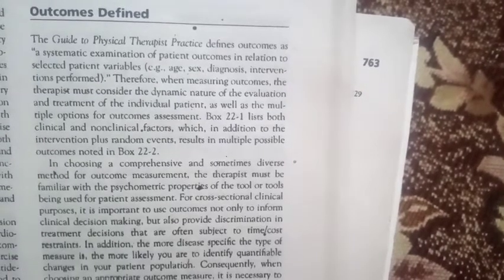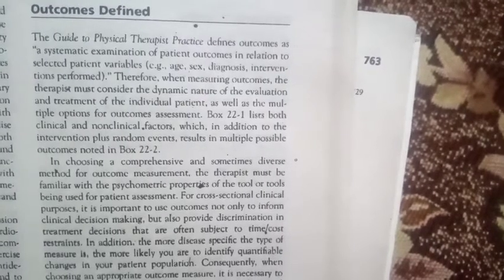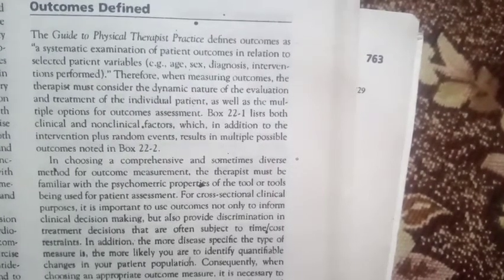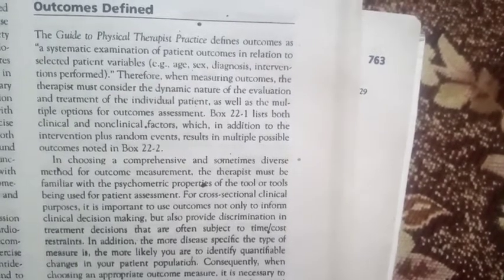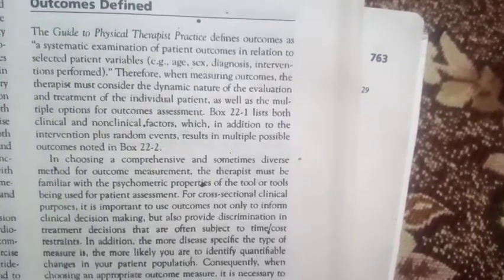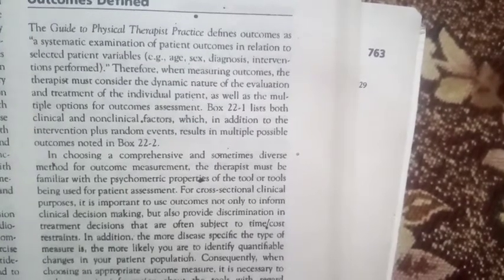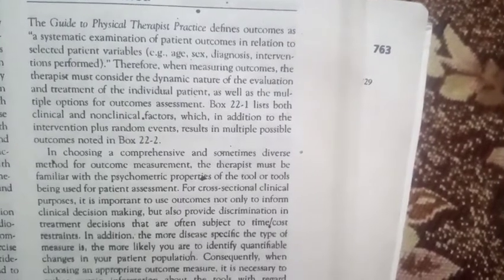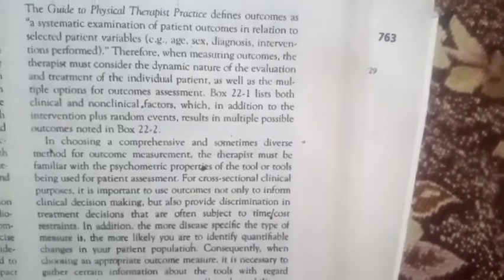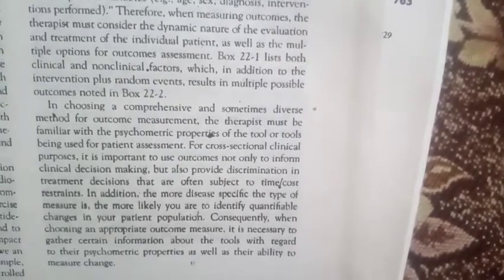Box 22.1 lists both the clinical and non-clinical factors which, in addition to the intervention plus the random events, result in the multiple possible outcomes noted in Table 22.2. In choosing a comprehensive and sometimes diverse method for the outcome measurement, the therapist must be familiar with the psychometric properties of the tool or tools being used for the patient assessment.